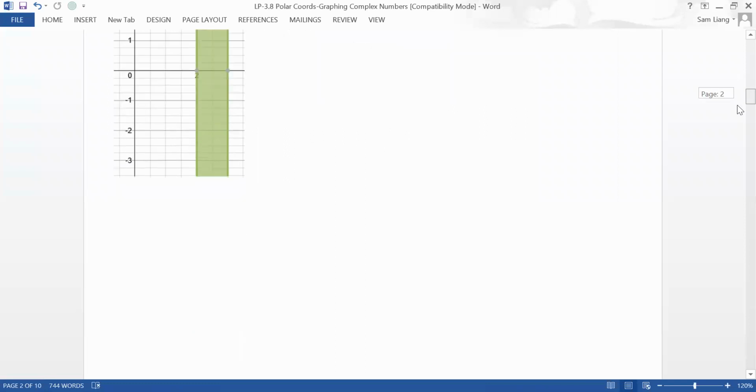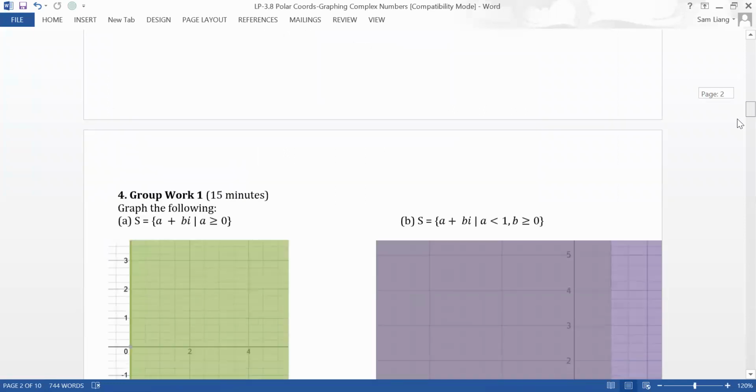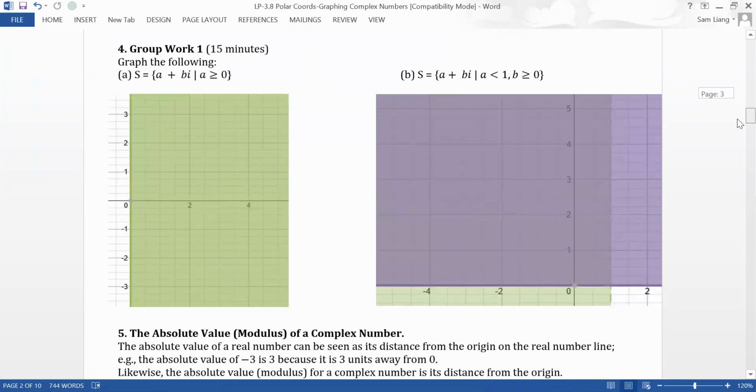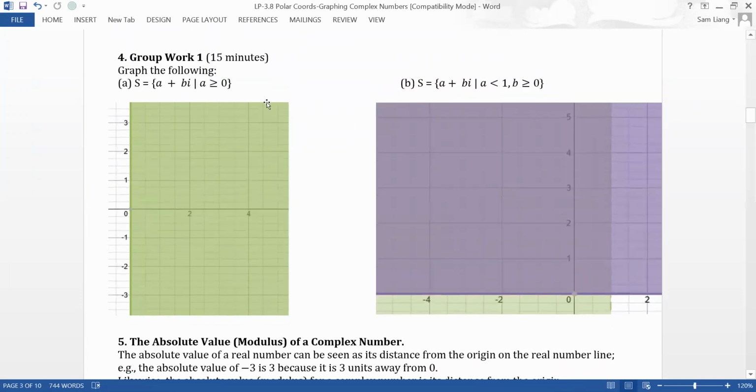Okay. So next set of questions was the first part of the group work, which again, I won't have you work on it on your own just because we have shortened periods, but I'll just go through it with you right now. So let's graph the following.